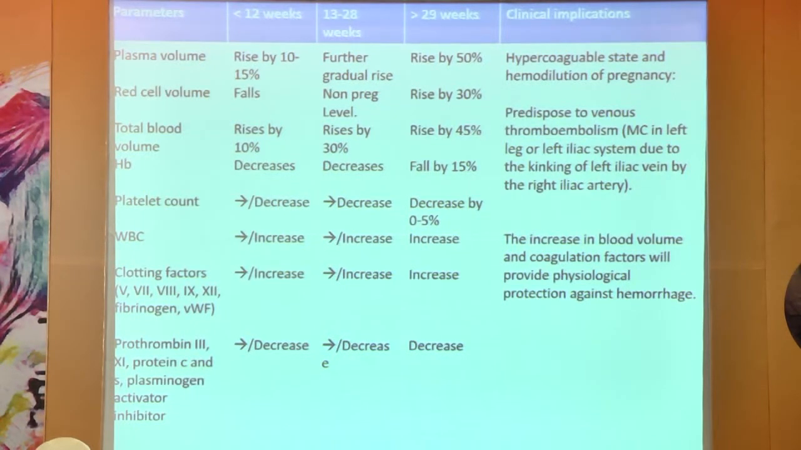So there is hemodilution and hypercoagulable state, and so this predisposes to venous thromboembolism, most common in the left leg or the left iliac system. This is due to the kinking of the left iliac vein by the right iliac artery, where there is turbulent flow in the right iliac artery, especially in the late pregnancy or early puerperium, and it is exacerbated when the patient does not ambulate well. This increase in the blood volume and the coagulation factors will provide physiological protection against hemorrhage.